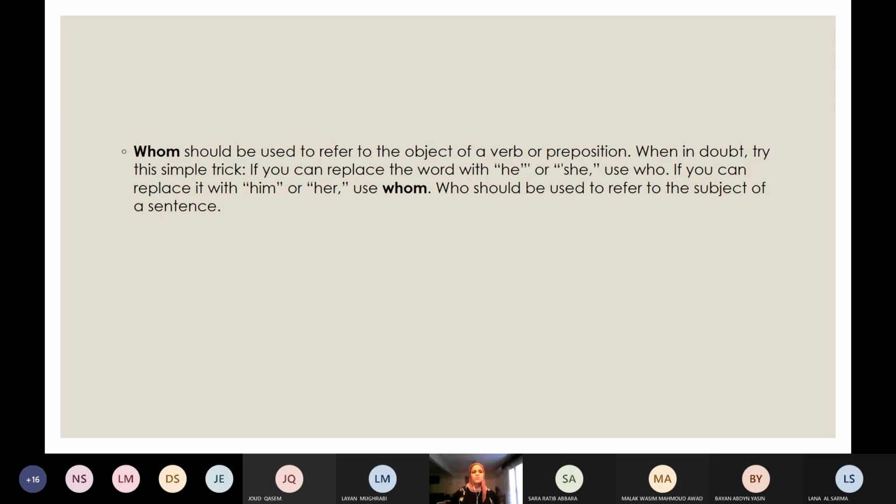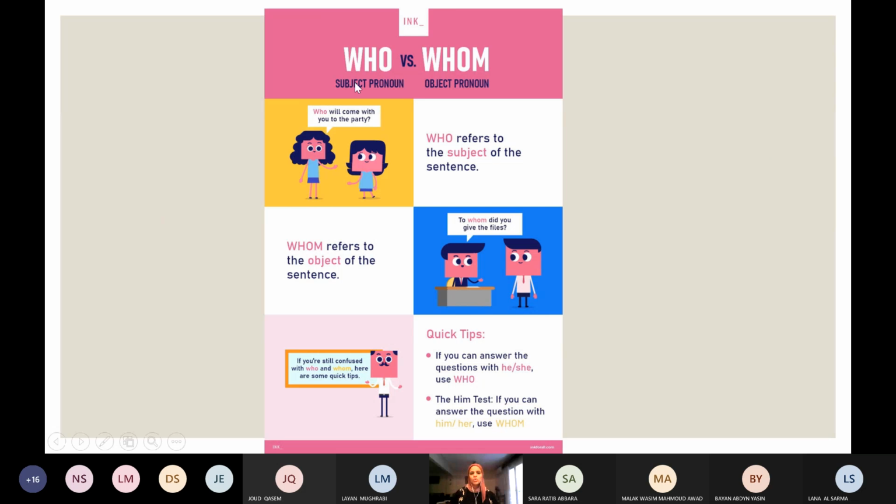Let's see first what whom is. Who versus whom. Who is a subject pronoun. Remember previous week? What did we take? We took subject pronoun and object pronoun. Subject pronoun when it replaces a subject or comes after a linking verb, predicate nominative. Object pronoun when it replaces a direct object, indirect object, or object of preposition. So subject is who, object is whom.